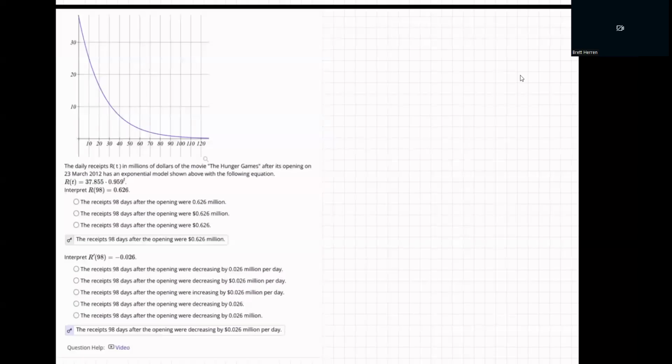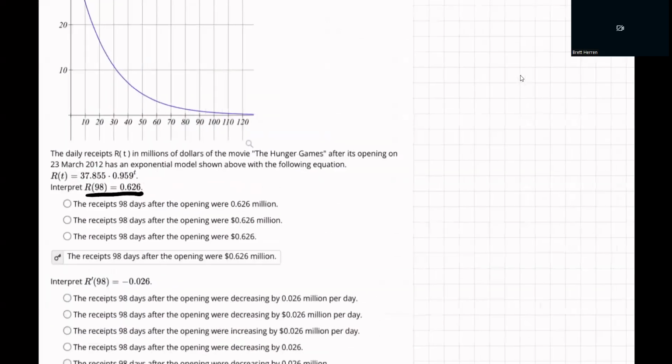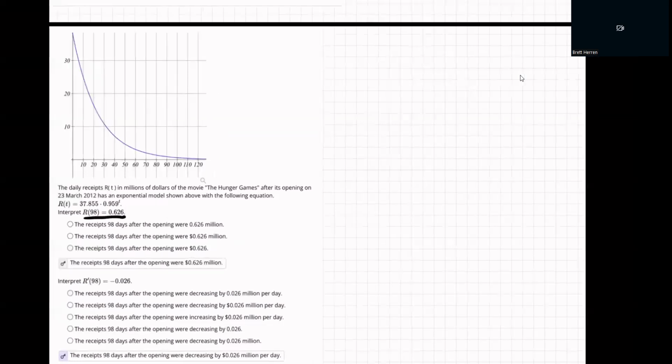This question is saying the daily receipts, in millions of dollars, of the movie The Hunger Games after its opening on the 23rd of March 2012 has an exponential model. So here's the graph. On opening day, it made a whole bunch of money, then went down, down, down afterwards. So the question is, let's put some real life words to these things. It says, what does R(98) = 0.626 mean in the real world?